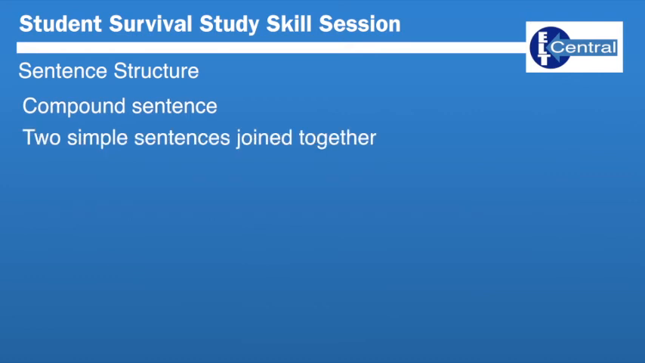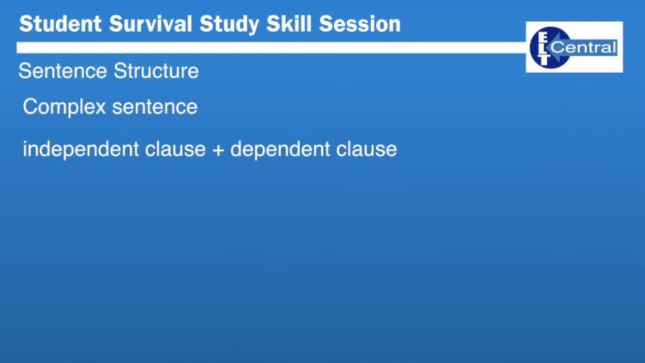Well, it's a compound sentence. We've got two simple sentences. A complex sentence, we've got a sentence and a dependent clause. They're not complete thoughts. Now remember, a sentence must always make sense. So it consists of an independent clause. Independent means it can stand on its own without anything to support it, and a dependent clause, which is an incomplete thought.